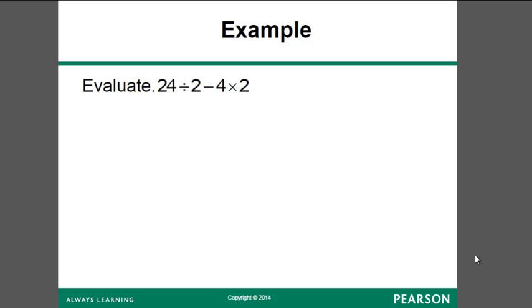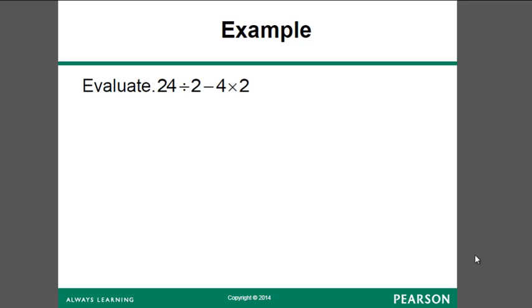First, evaluate 24 divided by 2 minus 4 times 2. So let's think about the order of operations that I just gave you. Number 1 was parentheses. Do I have any parentheses there? No, I don't see any parentheses, so number 1 is checked off. Number 2, simplify any expression with exponents. I don't have any exponents in this problem, so I can move on.